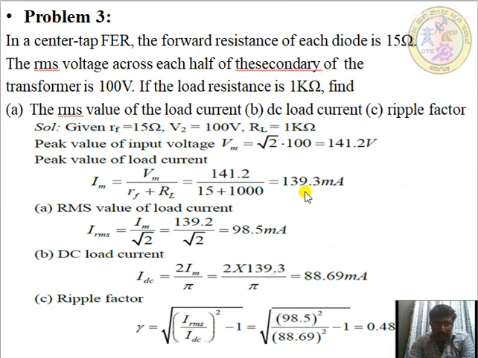The DC load current is IDC equals 2 Im by pi. With Im equal to 139.3, multiplied by 2 and divided by pi, we get 88.69 milliamps. The ripple factor is given by gamma equals the square root of (IRMS by IDC) whole squared minus 1, that is the square root of 98.5 squared divided by 88.69 squared minus 1. So we get 0.48. This ripple factor is 0.48, which is a standard value.